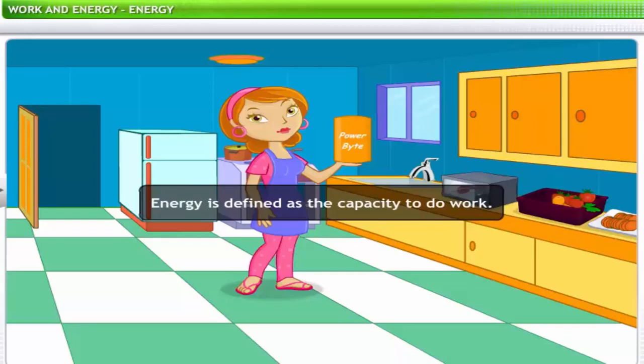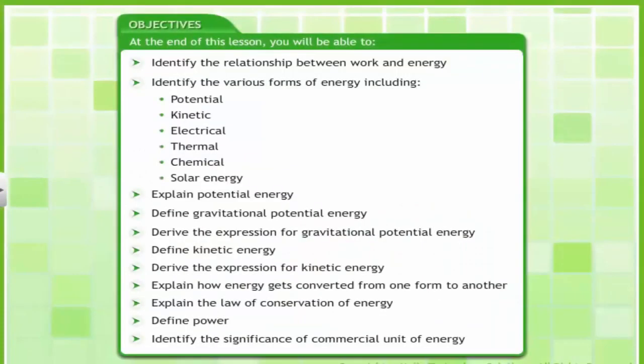In this lesson, you learn about energy. At the end of this lesson, you will be able to identify the relationship between work and energy. Identify the various forms of energy, including potential, kinetic, electrical, thermal, chemical, and solar energy.